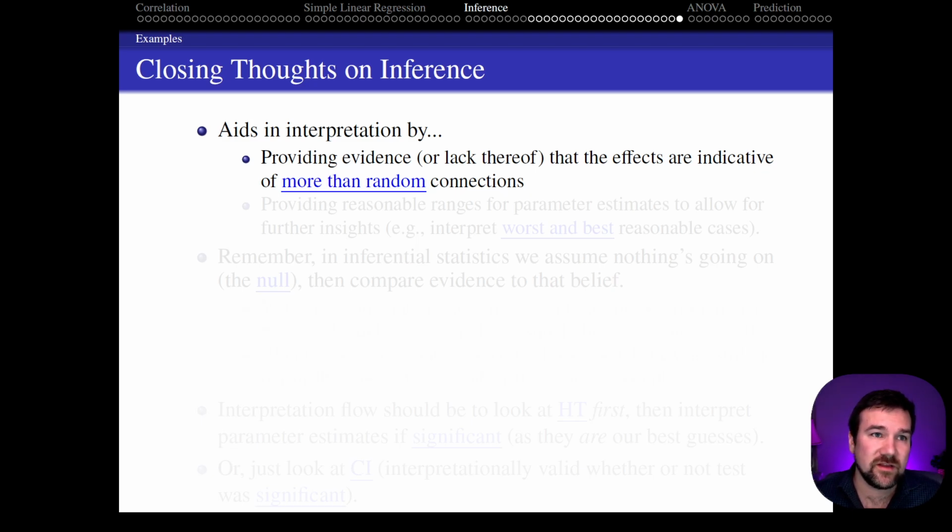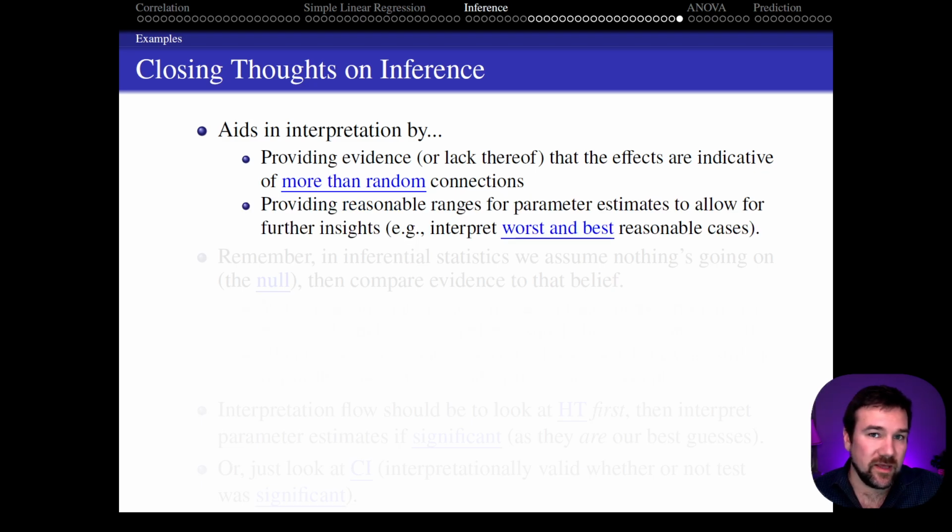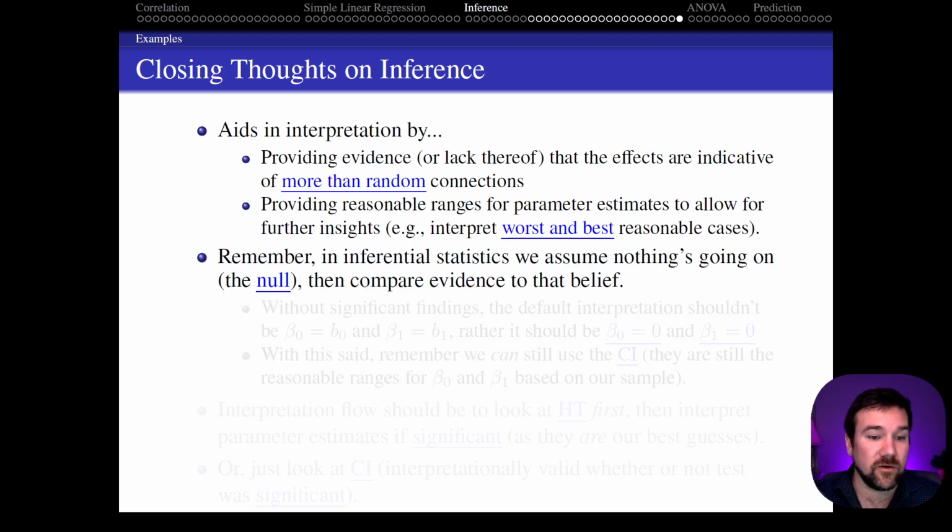Again, we look for things like, does this have enough evidence to make me determine that this is more than random, that this is indicative of an underlying population pattern? The other thing that I love about inference is the confidence intervals. It gives me a reasonable range based on the data of where I could expect this pattern, be it the intercept or be it the slope, where I could expect that to fall reasonably.